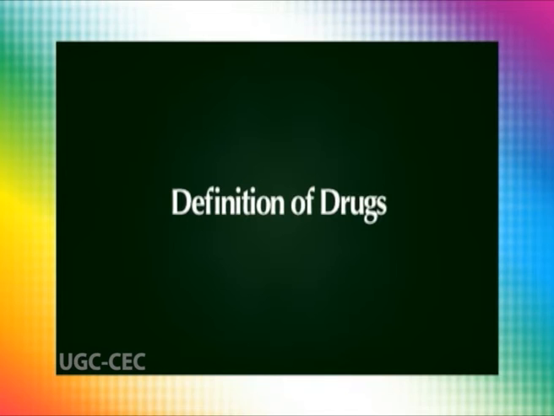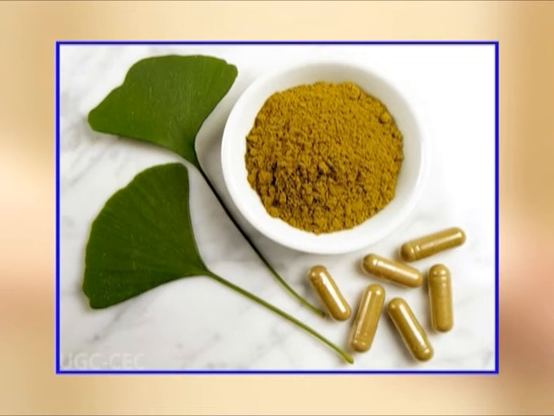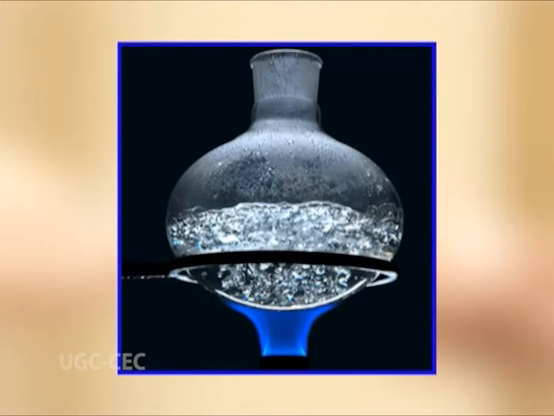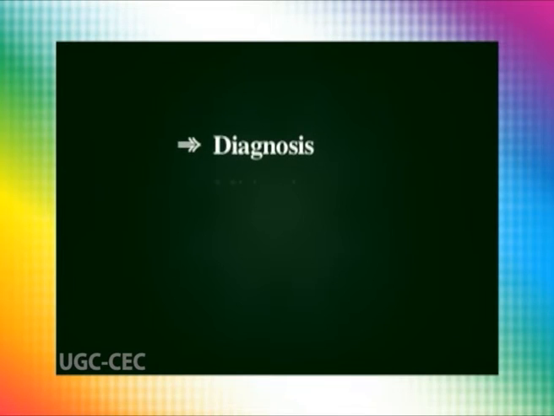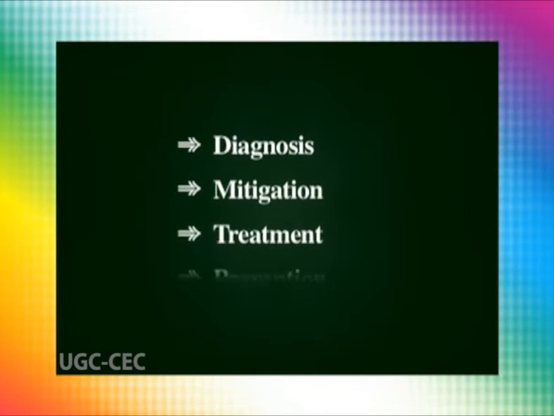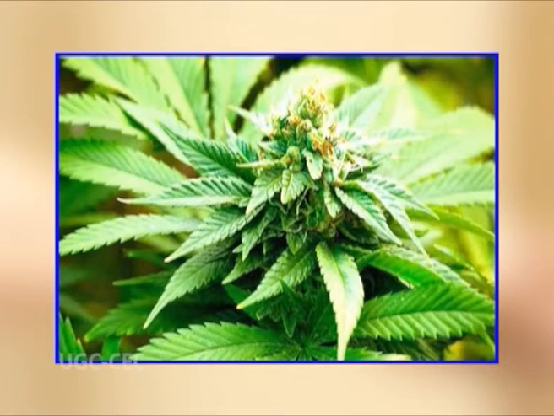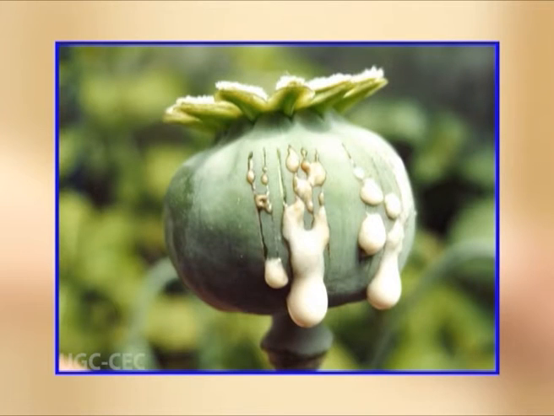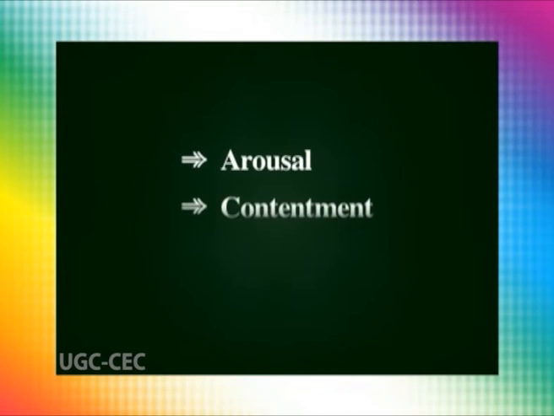Let's first discuss the definition of drugs. A drug may be defined as a natural or synthetic substance which, when taken into a living body, affects its functioning or structure and is used in the diagnosis, mitigation, treatment, or prevention of a disease. A drug may also be a habit-forming stimulant or narcotic substance like alcohol, cannabis, nicotine, or a derivative of poppy, which produces a state of arousal, contentment, or euphoria.